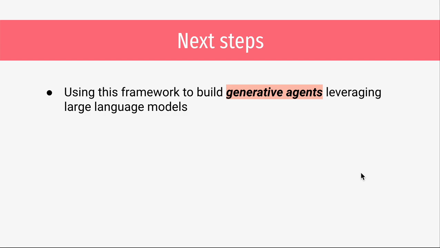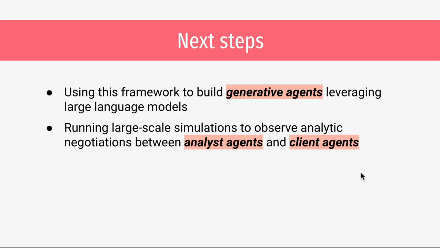One reason why I thought this was an interesting idea is because these large language models are built on text that likely has a lot of negotiation in it. Maybe not analytic negotiation, but negotiation in general. And so if we can observe how these agents might negotiate, that might tell us something about how humans might negotiate, maybe. So that's the idea anyways.